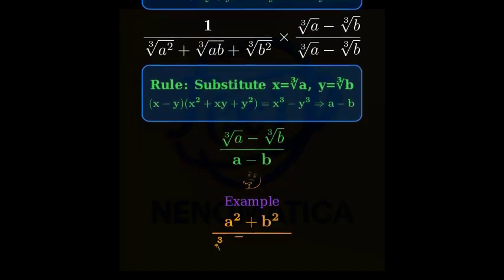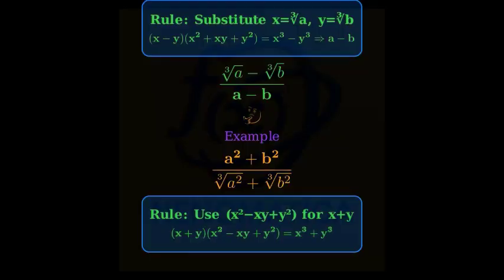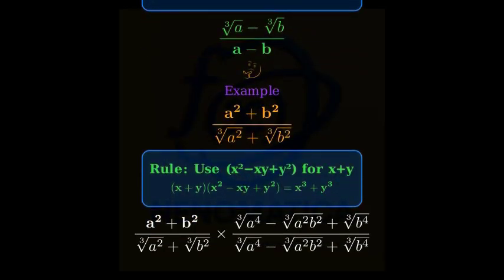Example: now the denominator is a simple sum x plus y with x equal to the cube root of a squared and y equal to the cube root of b squared. We are given the fraction a squared plus b squared over the cube root of a squared plus the cube root of b squared. Step 1. When the base is x plus y, multiply by x squared minus xy plus y squared over itself. With x equal to the cube root of a squared and y equal to the cube root of b squared, that partner is the cube root of a to the 4th minus the cube root of a squared b squared plus the cube root of b to the 4th.